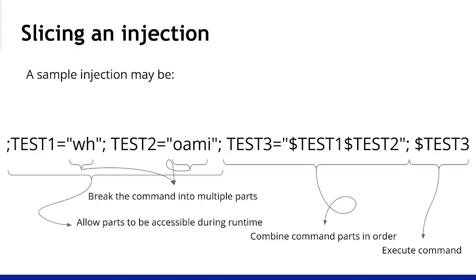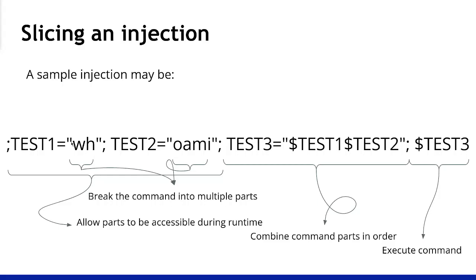So this is a sample. This, again, will perform a who am I command call if you do run it. And this is kind of where we see what I meant by unidentifiable, because if you look at certain Linux commands, we're splitting who am I into WH and OAMI.